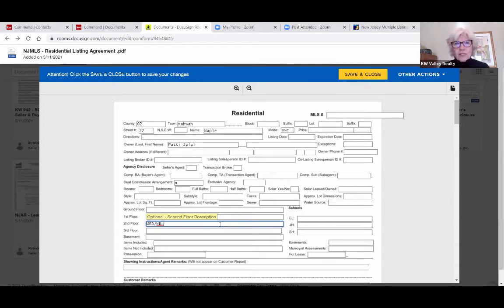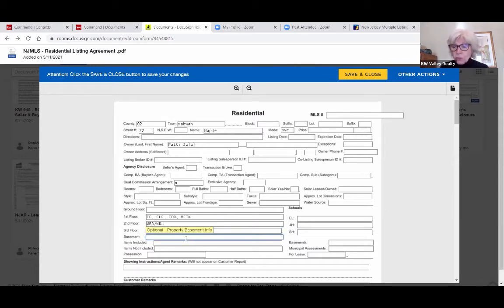Maybe wet bar with a sink. Well, that's kind of redundant. What it is, wood burning stove. So you really need to, because it's a language. As a listing agent, it's the way you're going to communicate to the agents out there who are going to show your property. And then third floor, it is what it is.